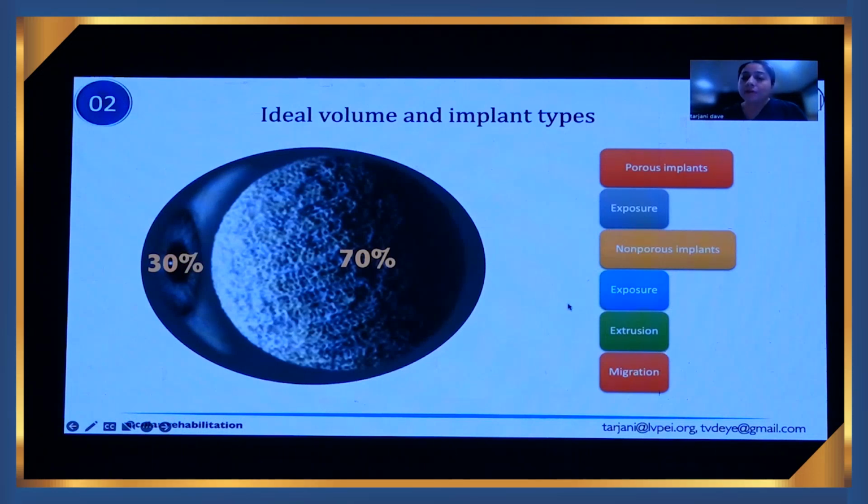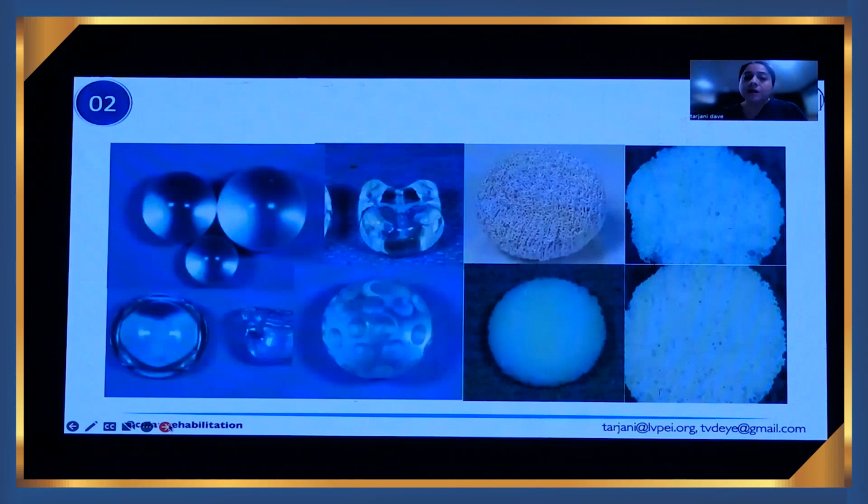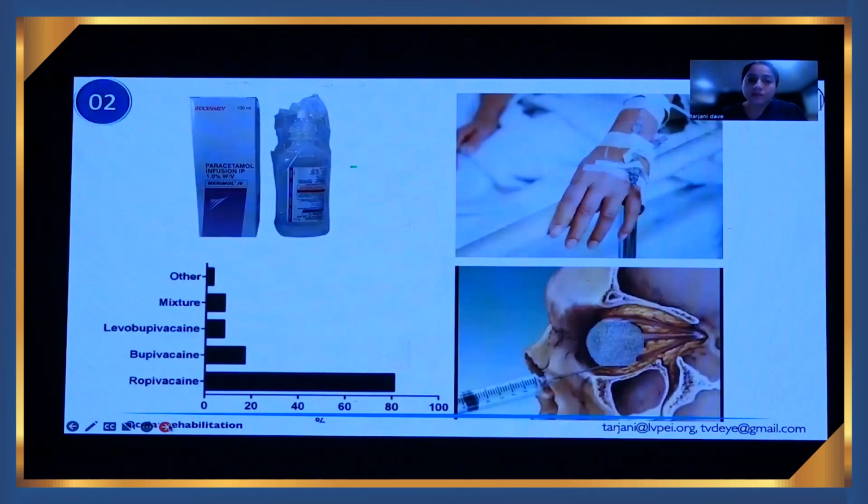They do have about a 2 to 3% rate of exposure and extrusion and about a 2% rate of migration. But in nearly every part of the world, non-porous implants are slightly more preferred over the porous implants because it has now been shown that porous implants cannot improve the motility until and unless a second procedure known as pegging is performed, and pegging comes with its own complications.